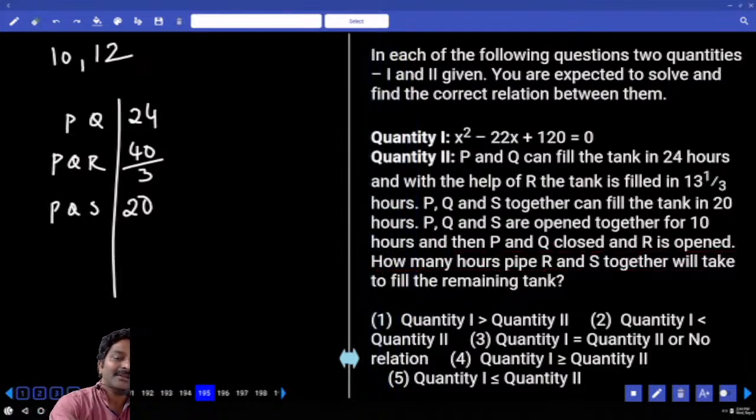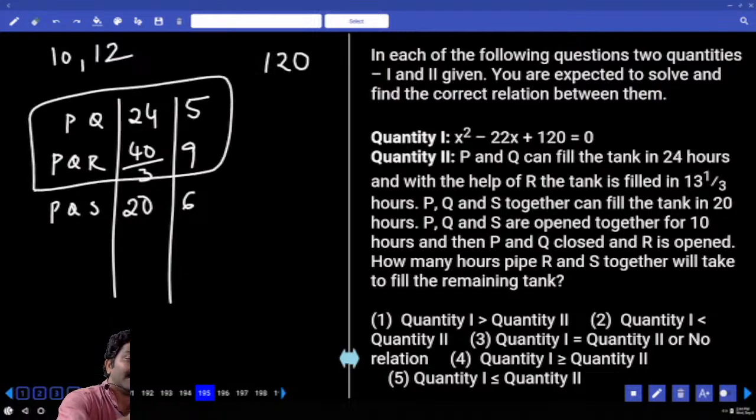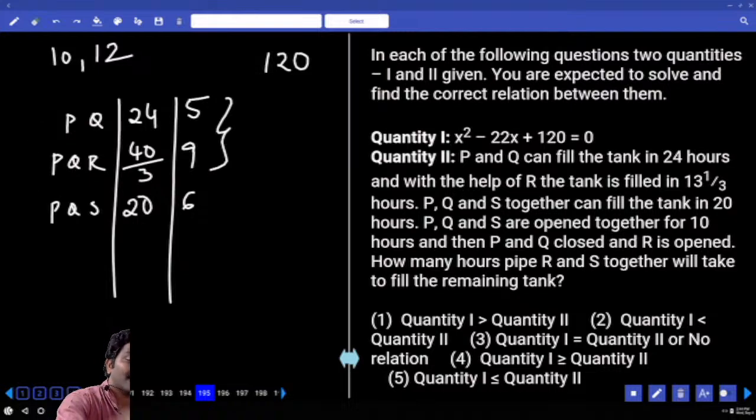Okay, right. Now first I will go with the LCM, which is equal to 120. PQ takes 5 hours. PQR is 9 units. PQS is 6 units. Between these two, who is extra we have? R. How much more do we have here? That means R is equal to 4. Between these two, who is extra? Yes. And between these two, how much is more? That means S is equal to 1.